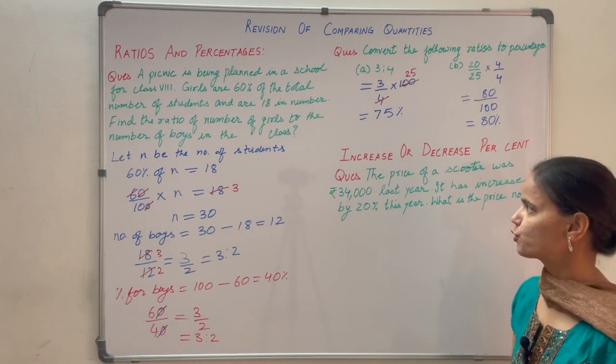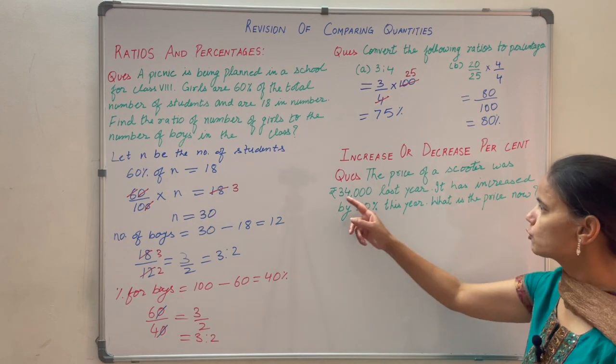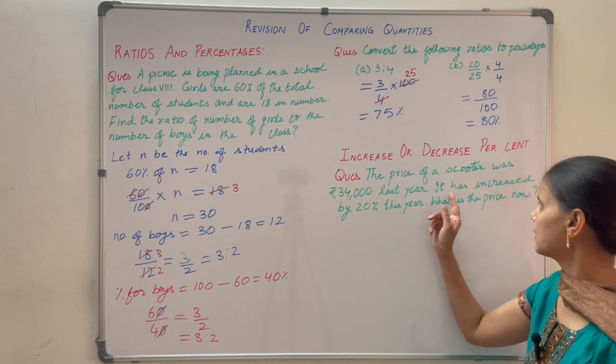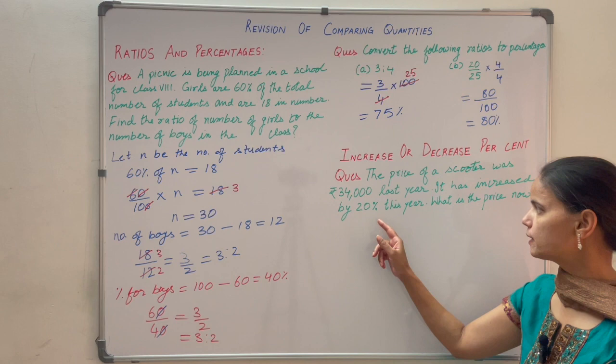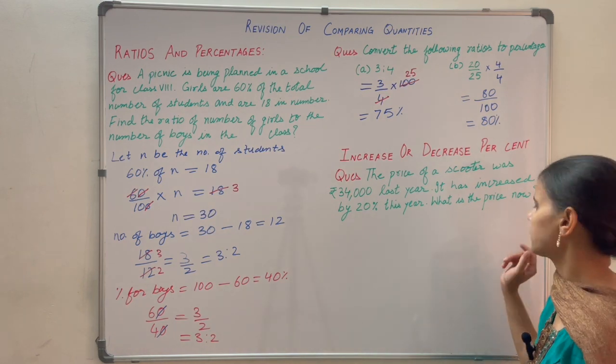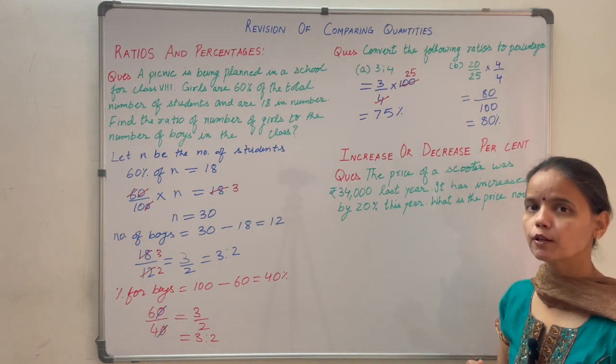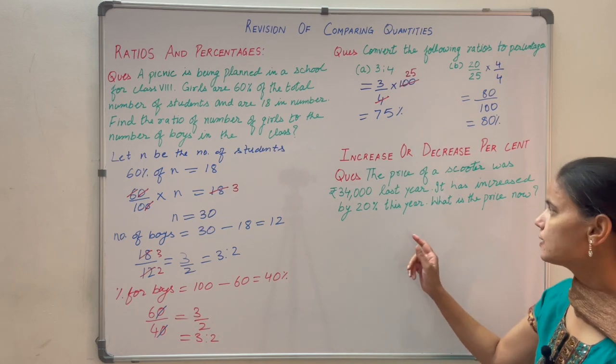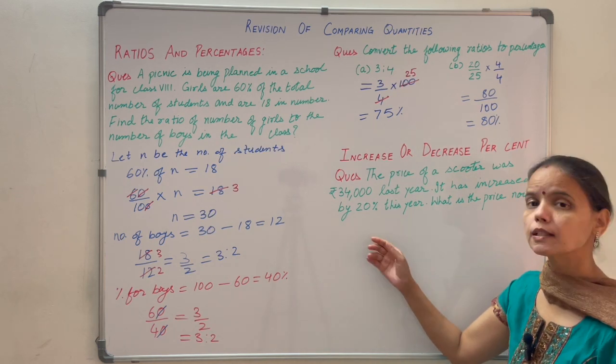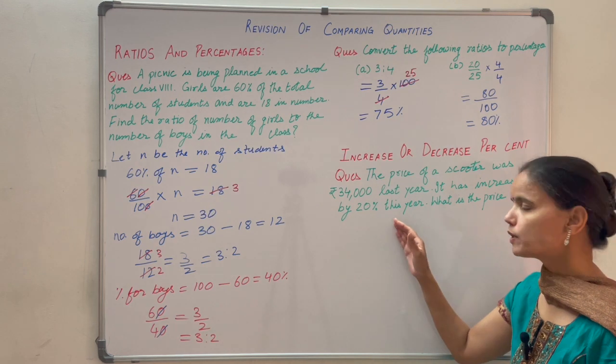Increase or decrease percent. Let's take this question. The price of a scooter was rupees 34,000 last year. It has increased by 20% this year. What is the price now? So you need to find out the price of the scooter this year. And the last year it was 34,000. It has increased this year by 20%.